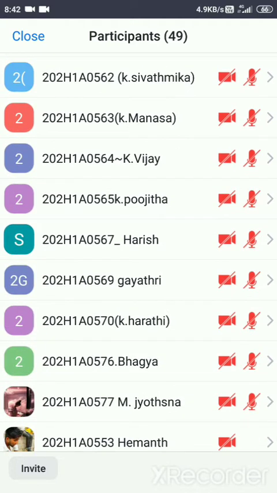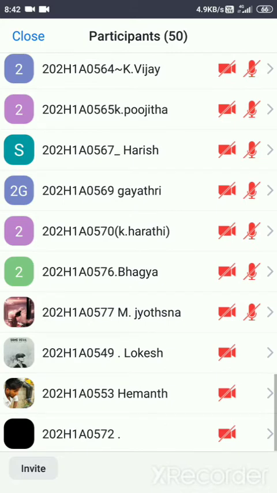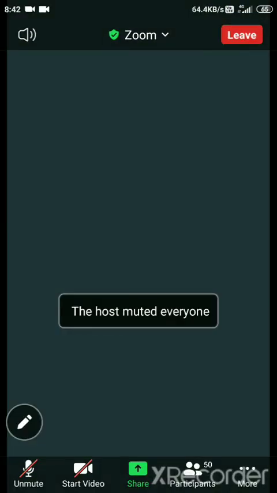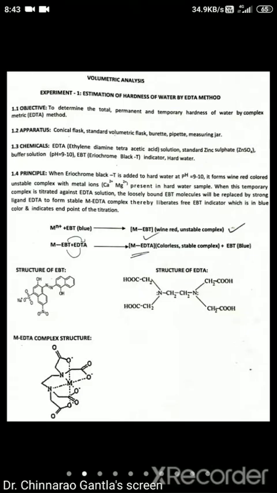Okay, today's topic is estimation of hardness of water by the EDTA method. Previously we discussed briefly the introduction to treatment of water: the difference between hard water and soft water with equations, temporary hardness and permanent hardness with equations, and what is total hardness.